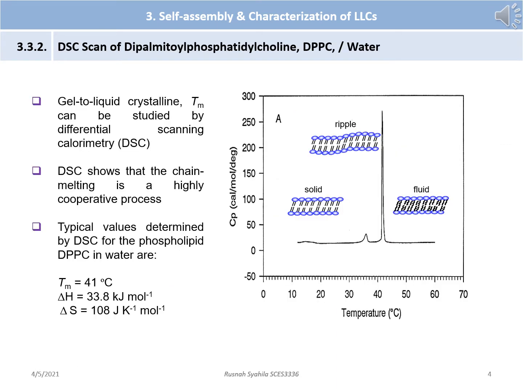DSC is powerful and accurately determines the phase transition behavior and molecular mobility during the interaction between water and liquid crystalline molecules. DSC is also able to detect the gel to liquid crystalline phase transition. The diagram on the slide shows the transition temperatures of dipalmitoyl phosphatidylcholine, DPPC, in water system. There are two transition temperatures that can be observed.